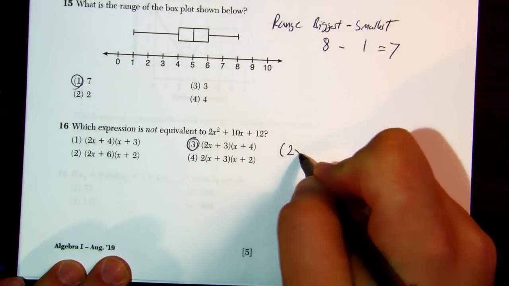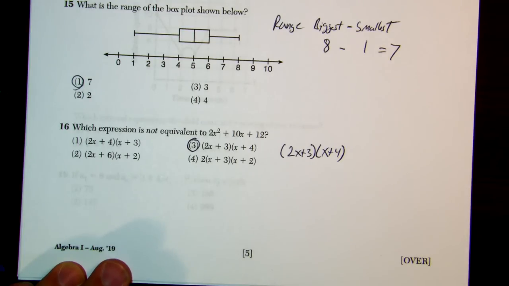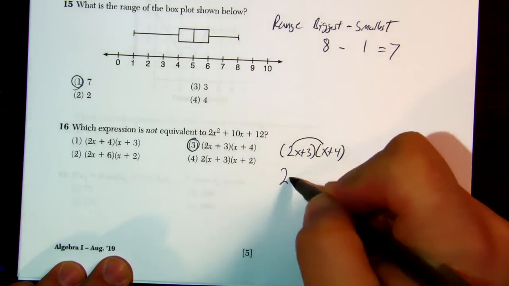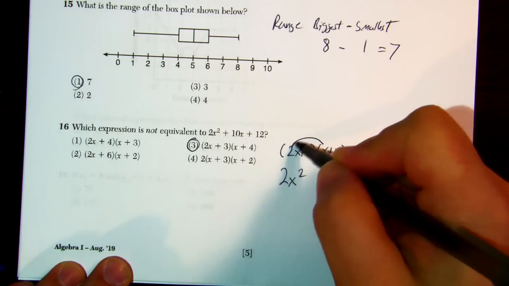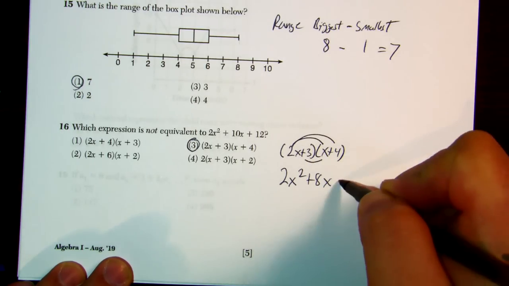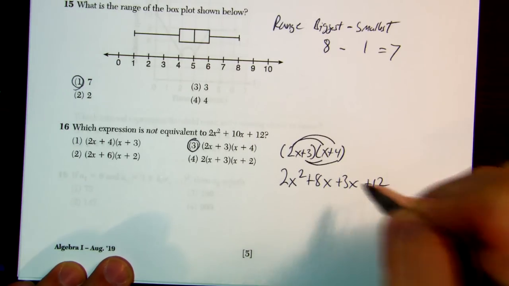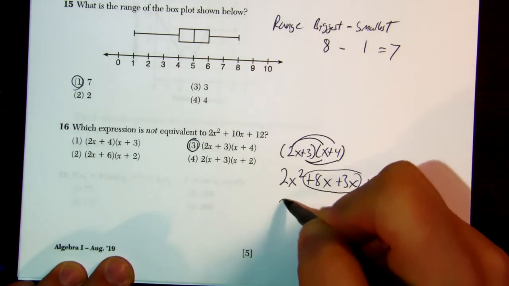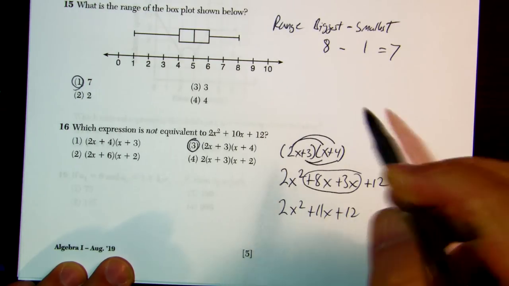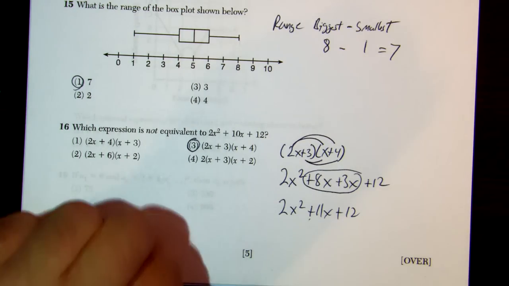So we're going to take the 2x plus 3 times x plus 4. So you can see where FOIL comes in a lot on these exams. 2x times x is 2x squared. 2x times 4 is an 8x. 3 times x is a positive 3x. 3 times 4 is a positive 12. Combine like terms. 2x squared plus 11x plus 12. Obviously, this is not the same as that, so that's why it is choice 3.